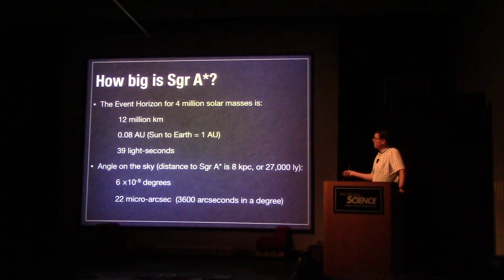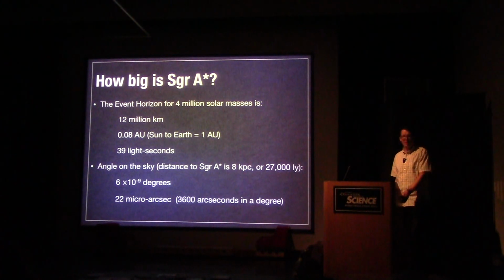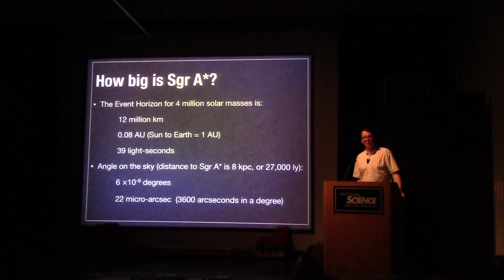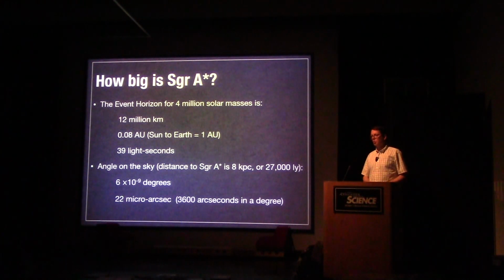And we can plug the numbers in, and we find that that angle is 6 times 10 to the negative 9 degrees, so 6 billionths of a degree, which for those of you who are familiar with arc seconds, that's 22 micro arc seconds. Right? So, just to give you an idea of how small that is, typical optical seeing at the best sites in the continental US, you're lucky to get much better than 1 arc second, right?